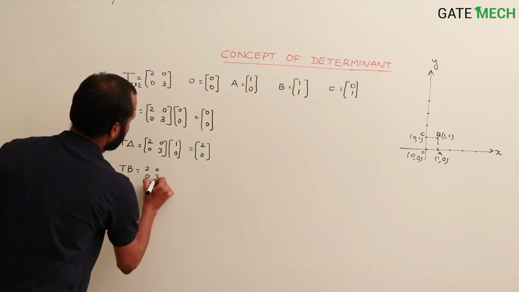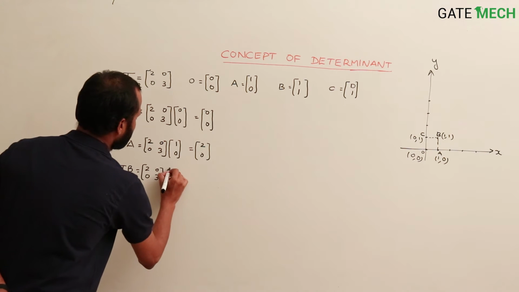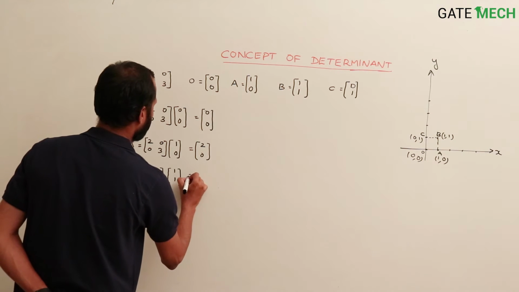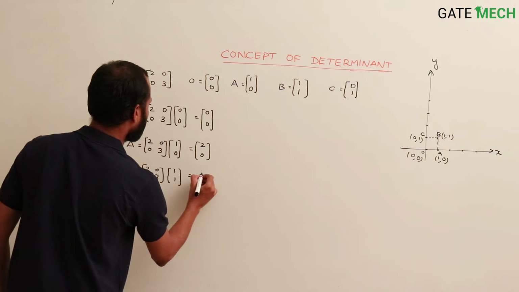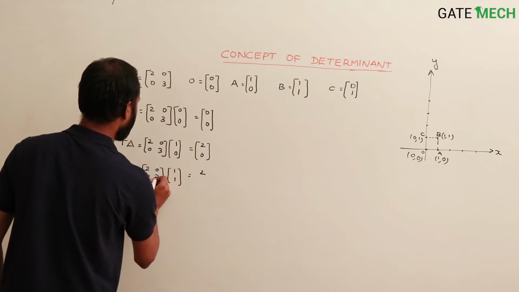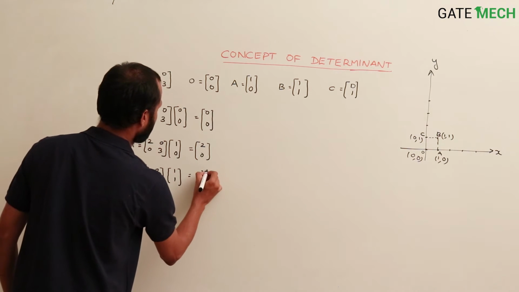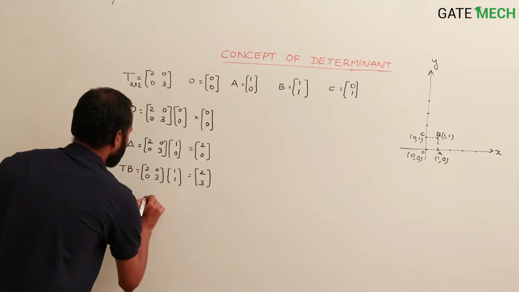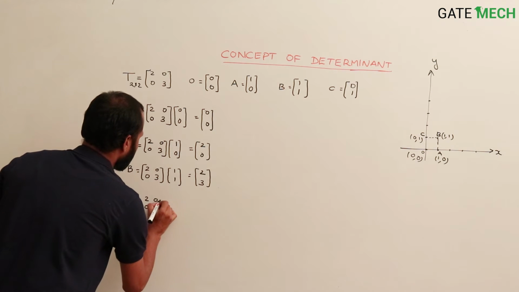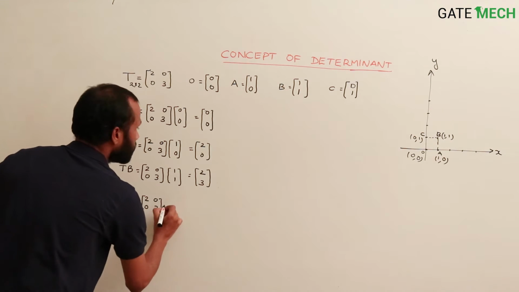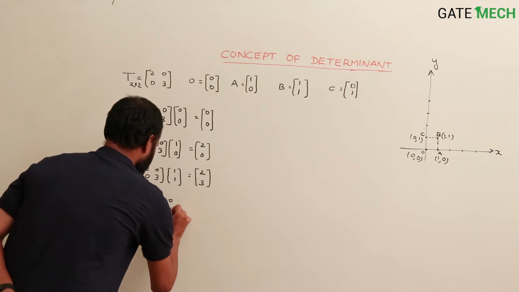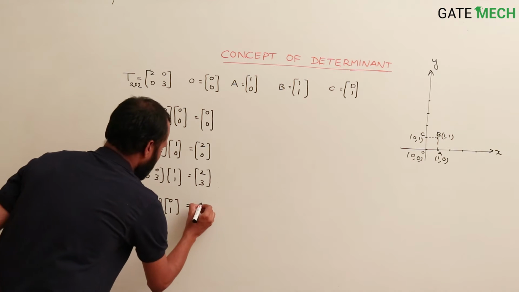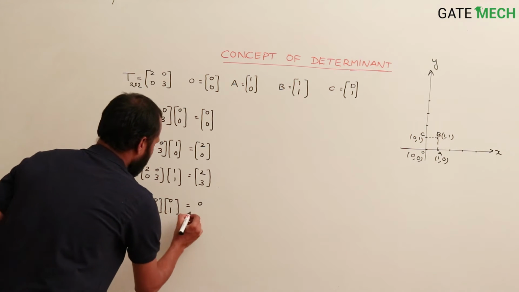And T into B: 2, 0, 0, 3 into B, which is 1, 1. 2 into 1 plus 0 into 1 is 2. 0 into 1 is 0, plus 3 into 1 is 3. Then T into C: this is 2, 0, 0, 3 into C, which is 0, 1. So 2 into 0 plus 0 into 1 is 0. 0 into 0 plus 3 into 1 is 3.